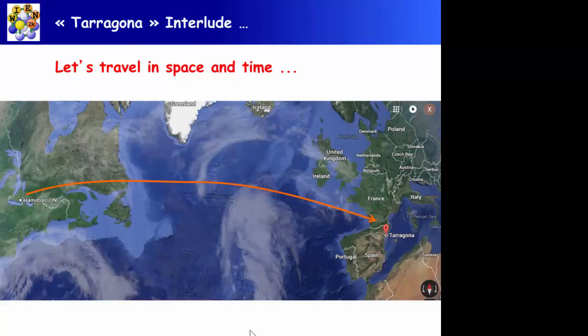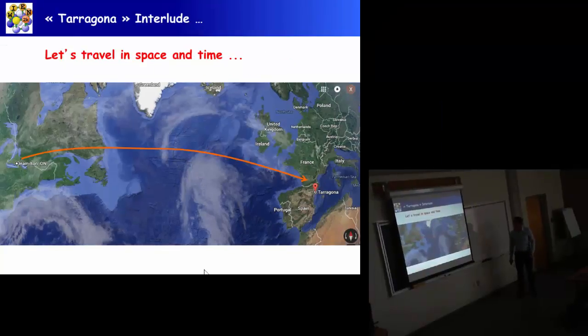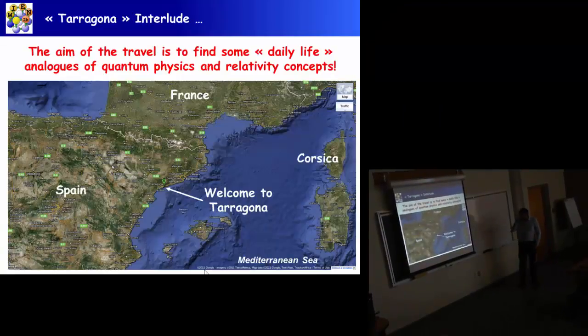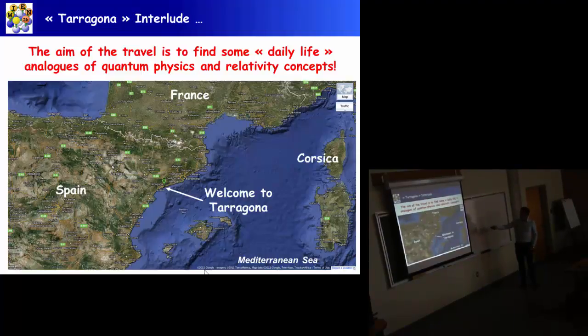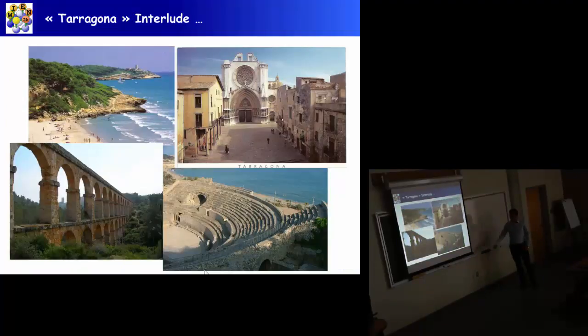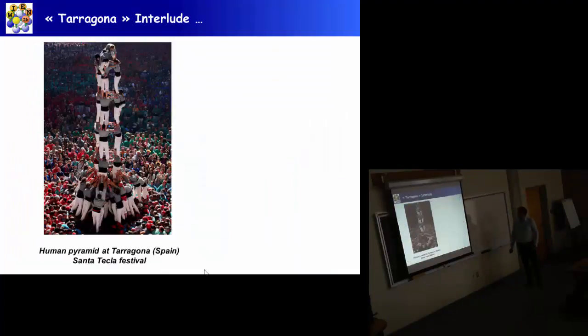So we will travel in space and in time, going from Hamilton to Tarragona. So I'm French, okay? I'm not from Spain, but Tarragona is a beautiful place. In fact, it is not far from France, from Corsica, which are beautiful places. And you can see that you are in this Mediterranean Sea, so it's a beautiful place, you have to go there. And yeah, let's see if we can do some relativistic treatment of the quantum physics in this Tarragona place. So, okay, you have beach, you have a lot of things. Europe is beautiful.